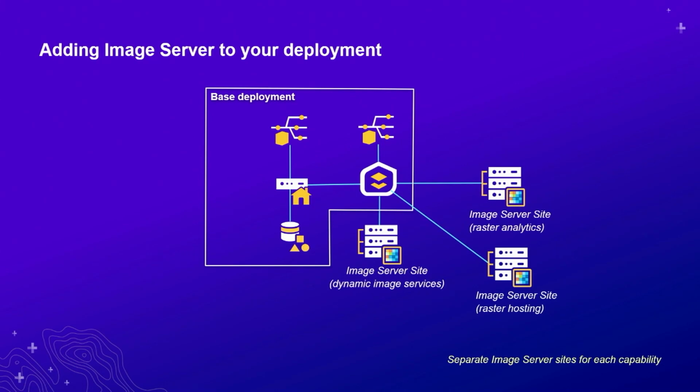However, if you really want to take advantage of things like raster analytics and raster hosting, you may want to, and should, in many cases, add additional image server sites as appropriate. In this example, I have 3 image server sites, one for my traditional dynamic image services, one for raster analytics, and one for raster hosting. This is an example of separating out those image server sites by capability.